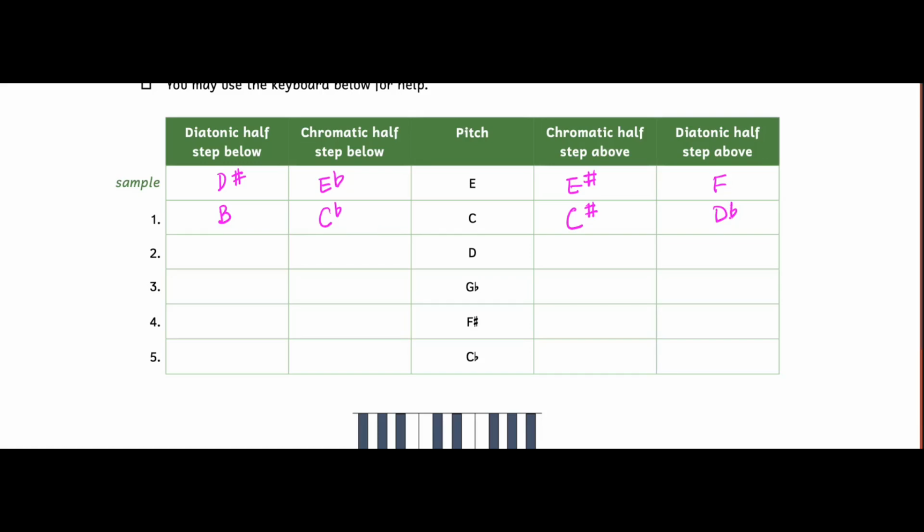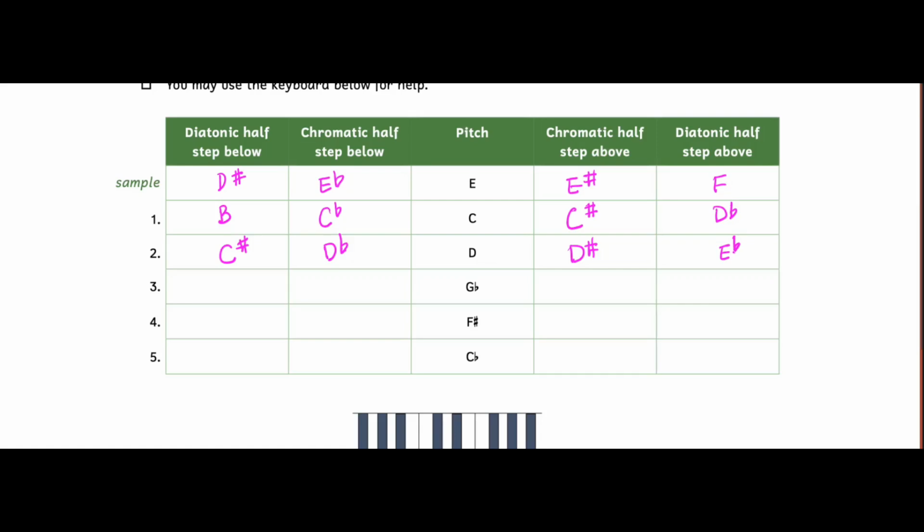All right, number 2. The chromatic half steps are going to be D's. Half step below is D flat. Half step above is D sharp. The letters here are going to be C, D, E. So a diatonic half step below D is C sharp, and a diatonic half step above D is E flat.